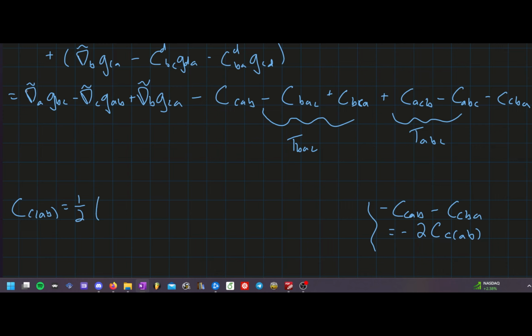Now I shouldn't have even written these as nabla tildes because we're doing this in terms of the ordinary derivative, so let's make that change now. Del_a g_bc minus, not nabla, sorry, del_c g_ab plus del_b g_ca plus T_{bac} plus T_{abc}.